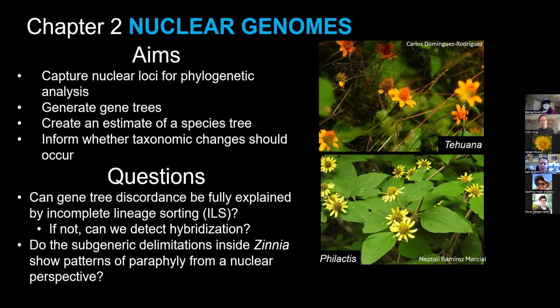So jumping into chapter 2, again, with the aims, we'll have to skip those, but the questions are: if we do see gene tree discordance when using our nuclear data, will incomplete lineage sorting be able to explain all of the differences that we see? And if not, can we detect hybridization? And also, did the subgeneric delimitations inside Zinnia show patterns of paraphyly from the nuclear perspective as well, as we saw from the plastomes earlier?